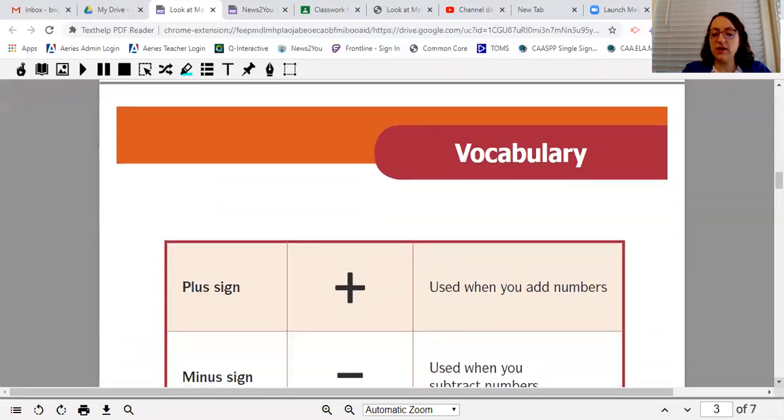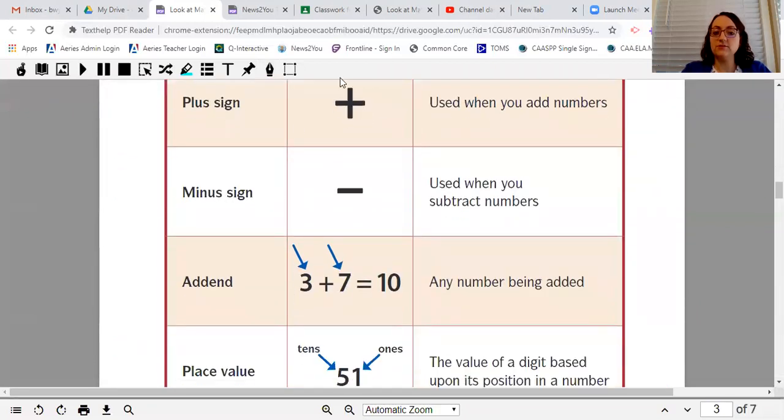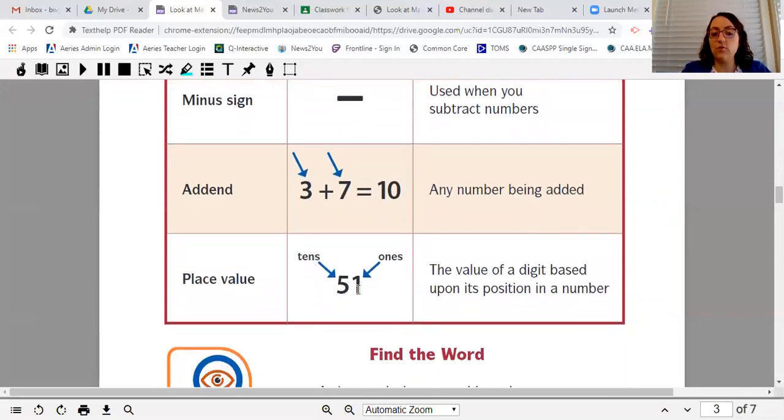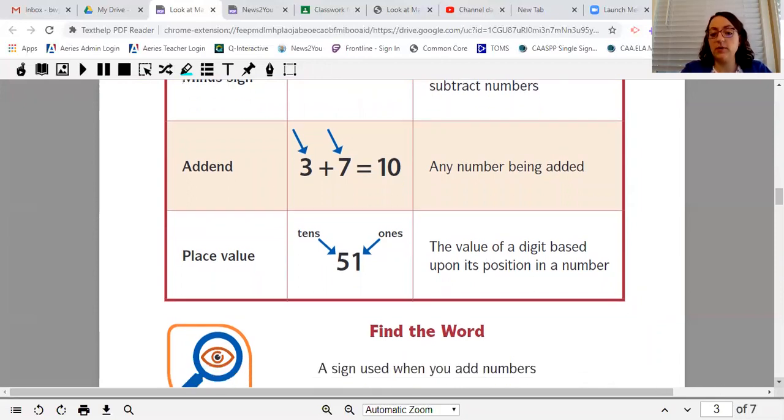So we're going to do some more vocab again. A plus sign is used when you add numbers, and a minus sign is used when you subtract numbers. An addend is any of the numbers being added, like in 3 plus 7 equals 10. And the place value, so there's tens and ones, is the value of a digit based upon its position in a number.